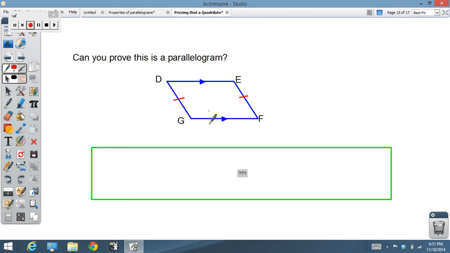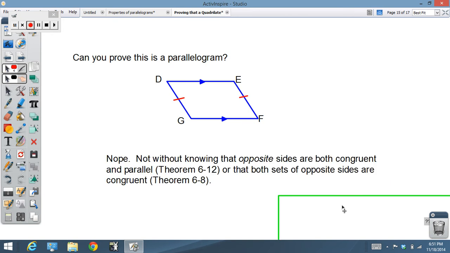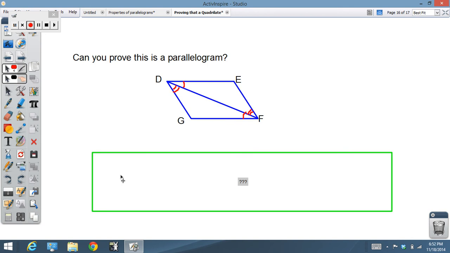Next, can we prove this is a parallelogram? Answer coming. Here we go. Nope. Not without knowing something about opposite sides being both congruent and parallel. I don't have both of those sets of knowledge for any of the opposite sides. And this one?